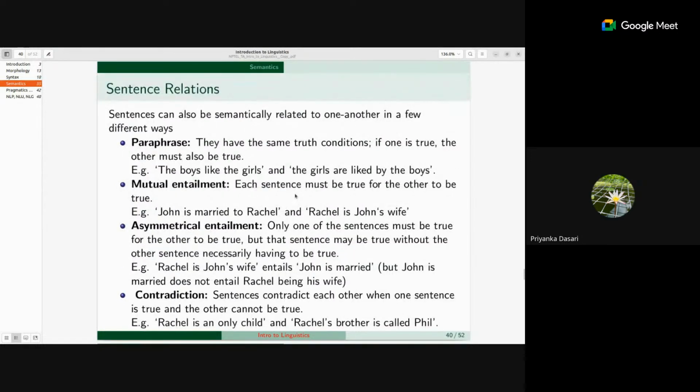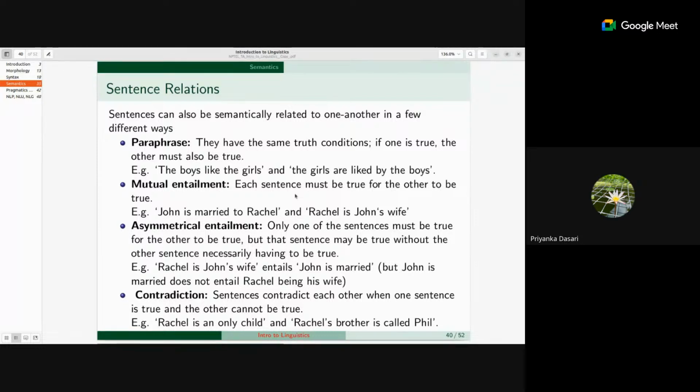Sentence relations are sentences semantically related to one another in different ways. We know paraphrasing. We are not changing the truth conditions. If one is true, the other must be true. Here, the boys like the girls and the girls are liked by the boys. They are just paraphrases. Mutual entailment is when each sentence must be true for the other to be true, like John is married to Rachel and Rachel is John's wife. They are mutually entailed.